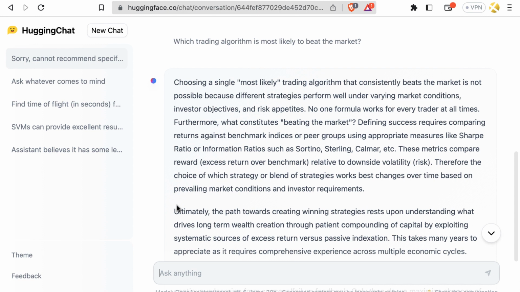Choosing a single most likely trading algorithm that consistently beats the market is not possible because different strategies perform well under varying market conditions.